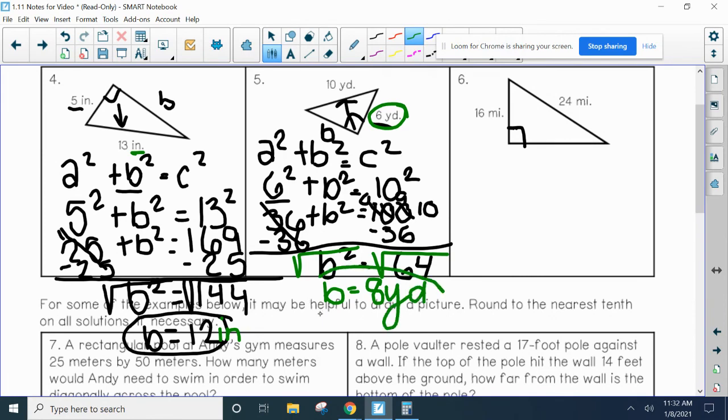So now what I want you to do is, if you're not done copying these, go ahead and copy these. And then I want you to pause this and work out 6.